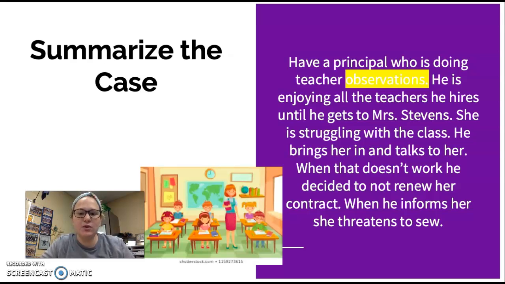You have a principal who is doing teacher observation, enjoying all the teachers he has hired until he gets to Mrs. Stevens. She is struggling with her class. They're not being engaged, they're being loud, they're not helping with the lesson, doesn't seem like they care. So when he's done with the observation, he brings her in to discuss it with her. He informs her what he found, and she is not happy. So the principal does cut the feedback short and lets her go.